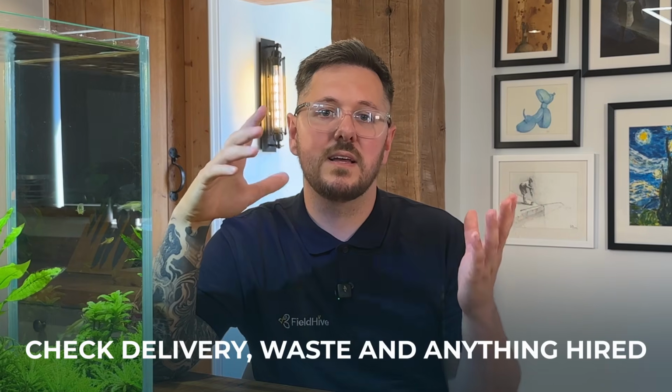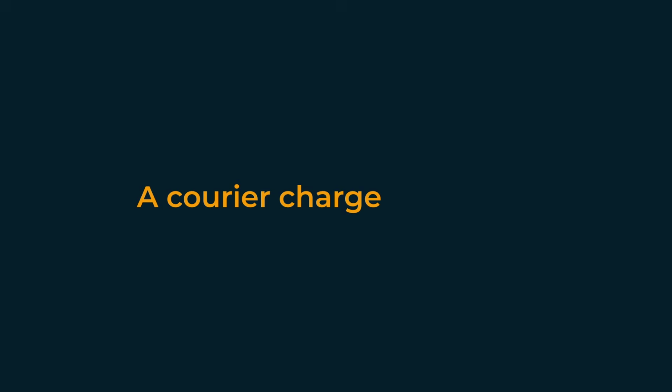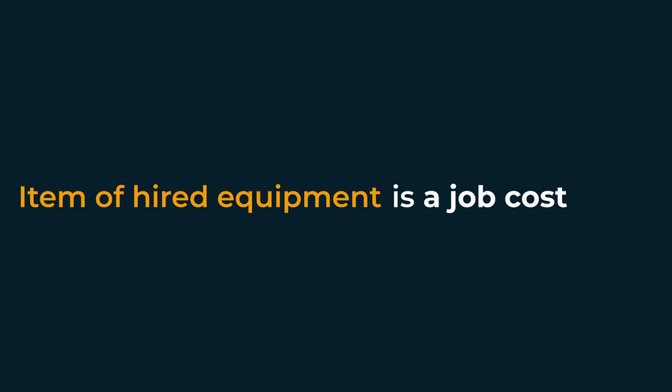The third thing to check is delivery, waste, and anything hired specifically for the job. A courier charge is a job charge. A pallet delivery is a job cost. A skip, waste collection or item of hired equipment is also a job cost. These larger known costs should normally appear as a separate line item. Do not hide a skip or special delivery inside a general consumables percentage. If you know the cost exists, show it clearly.